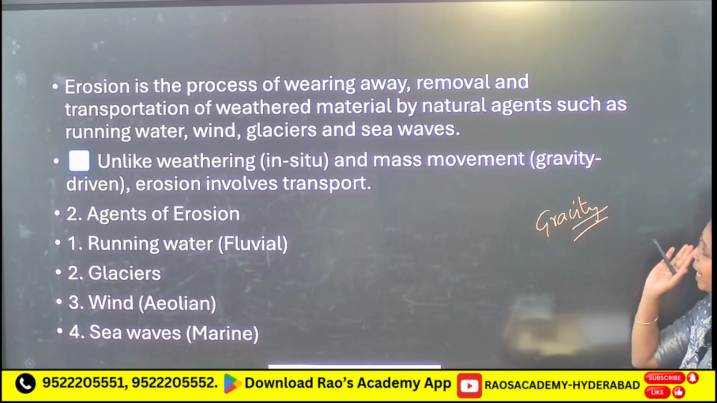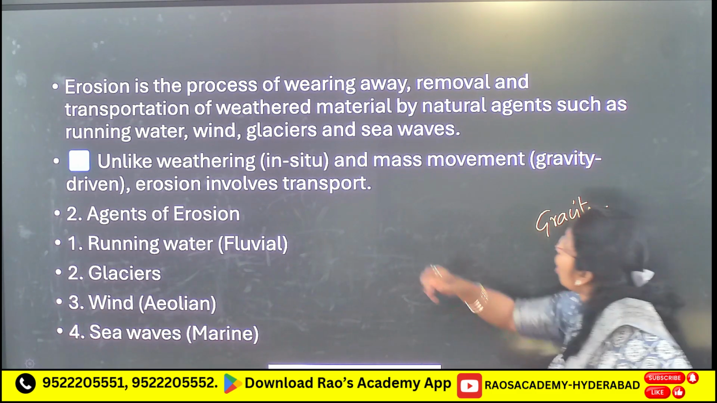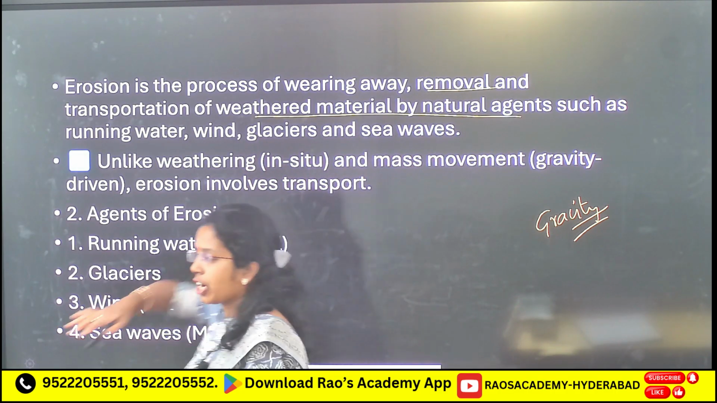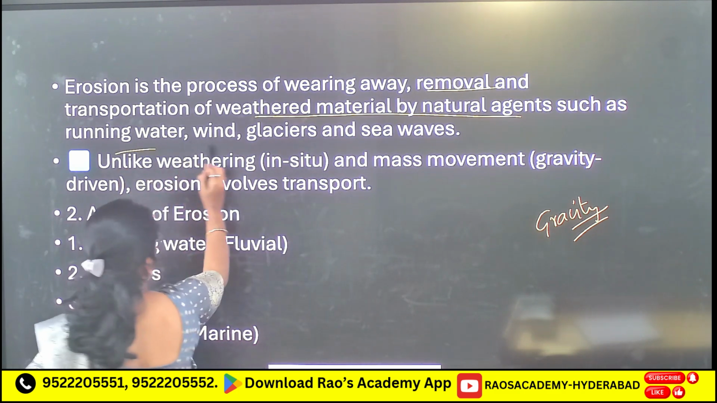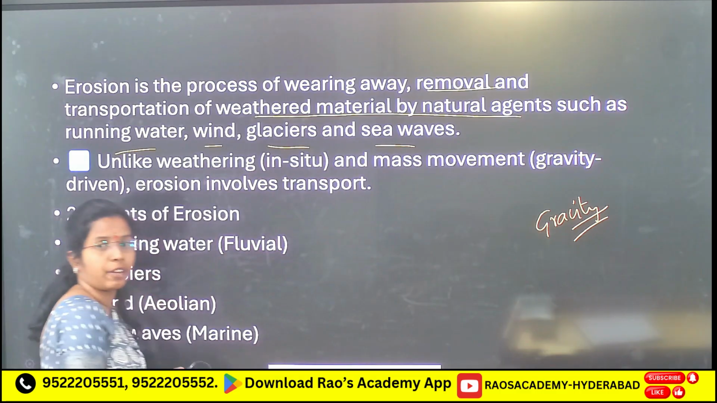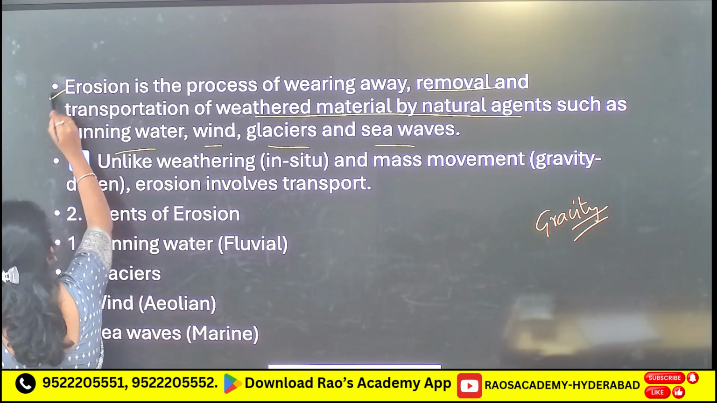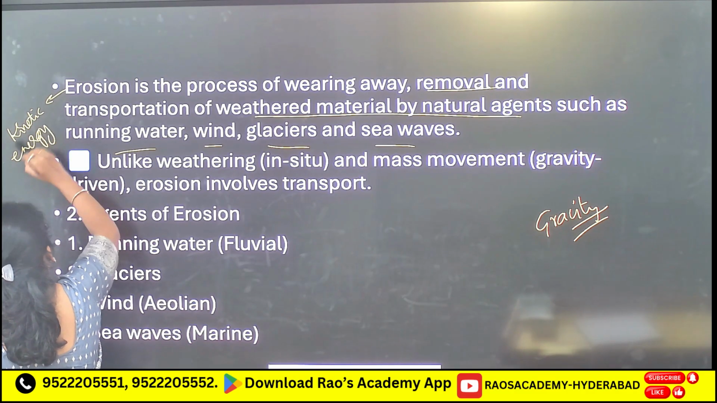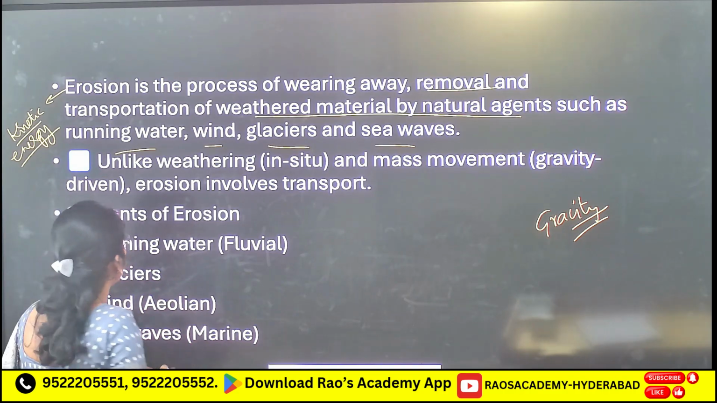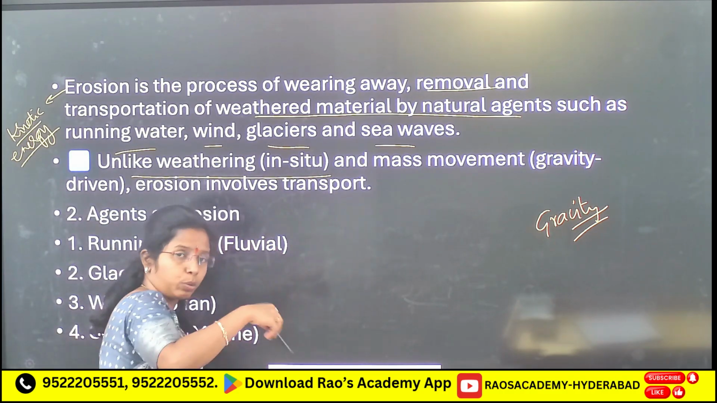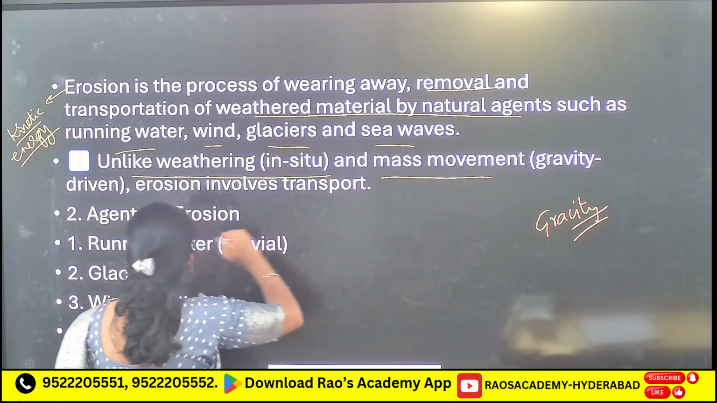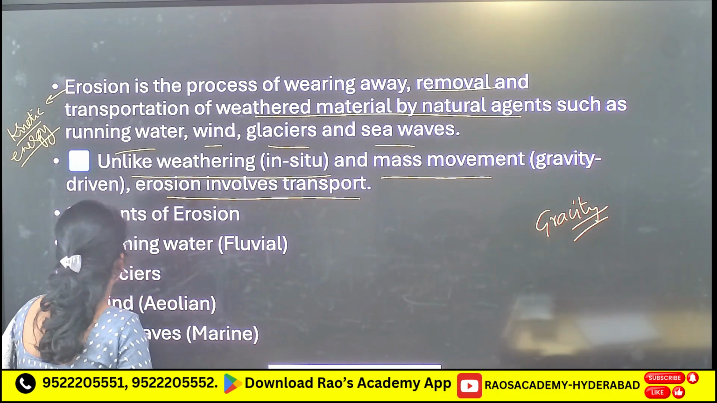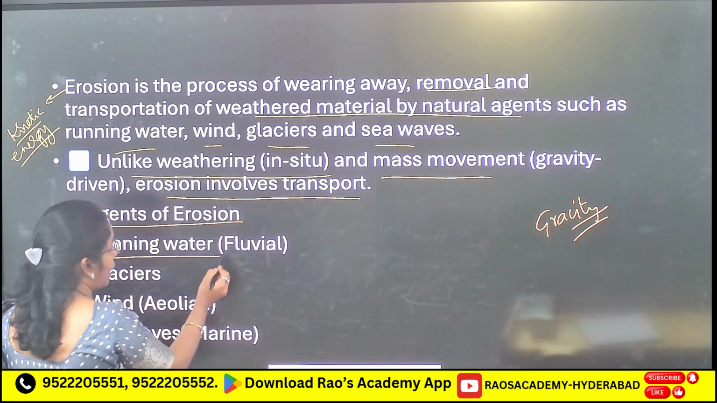Next, erosion. Erosion is the process of wearing away or removal and transportation of weathered material by natural agents, like running water, wind, glaciers and sea waves. Here you will see kinetic energy. Because of kinetic energy, movement happens. Kinetic energy is involved in erosion. Unlike weathering and mass movement, gravitation, erosion involves transportation.